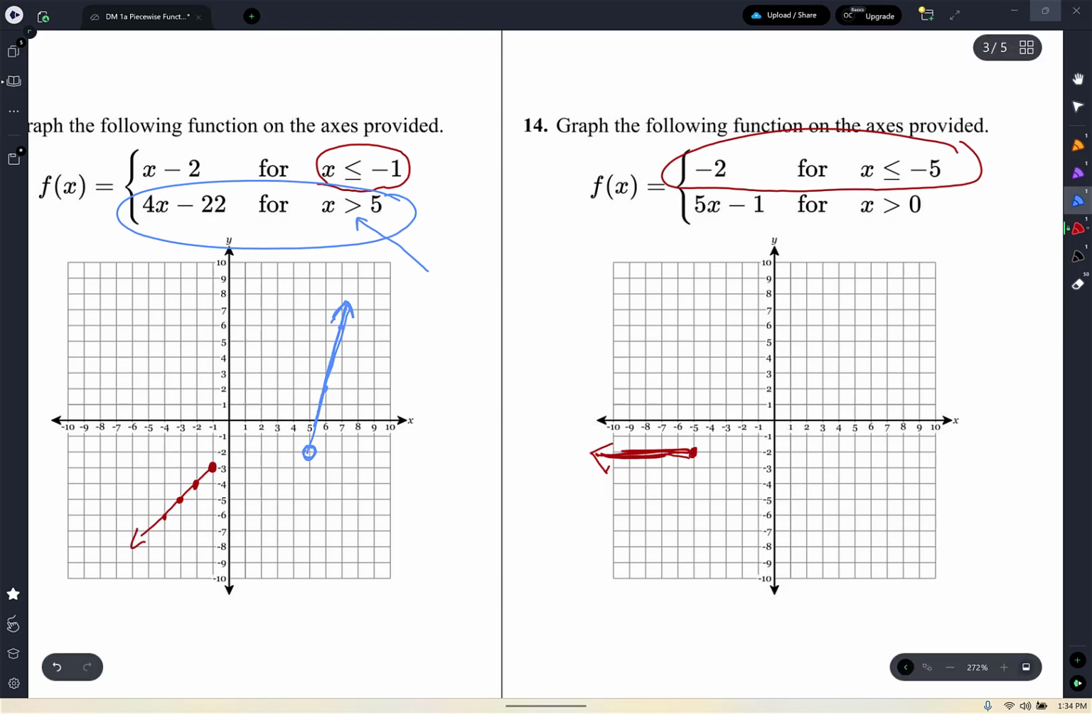I'm going to change to a sky blue. For x greater than 0, go to the y-intercept -1. Open circle. What's my slope? +5. Go up 5, right 1. 1, 2, 3, 4, 5, right 1. So you should have a point at 1, 4. 1, 2, 3, 4, 5, right 1. Another point at 2, 9. And it goes forever to the right.